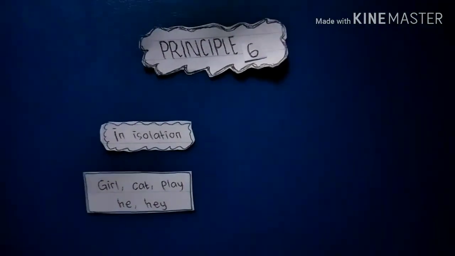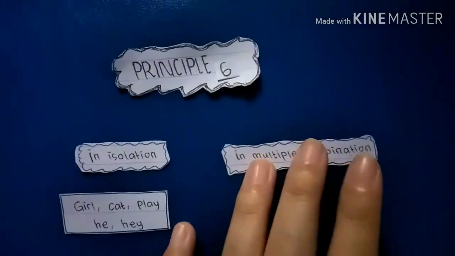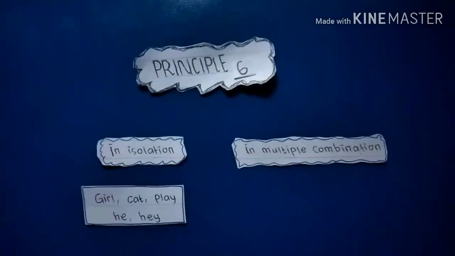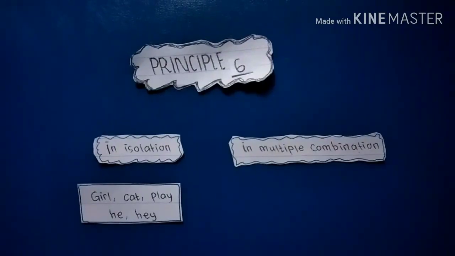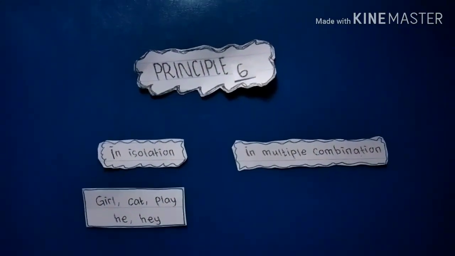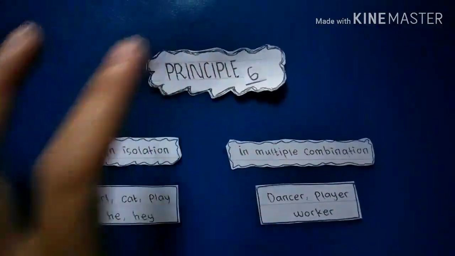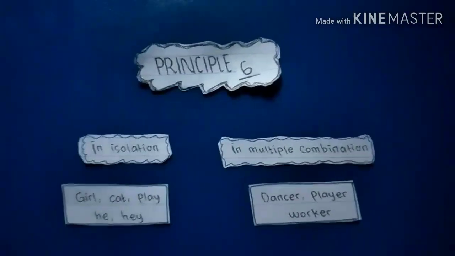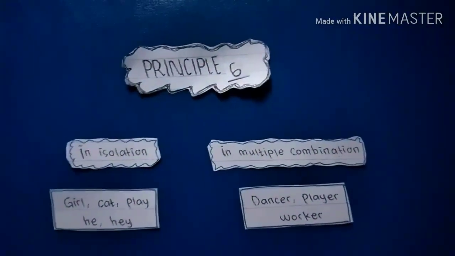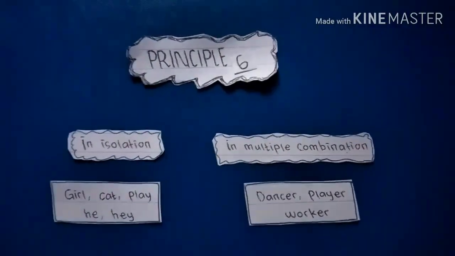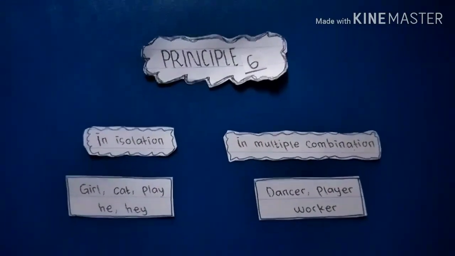And then the second one is in multiple combination. Condition 2 allows us to isolate forms such as the agentive -er as a morpheme. Now let's see the example. Dancer, player, and worker. Okay, we can divide these words into two morphemes. The morpheme is an agentive, that is doer of an action, and then dance, play, and work are the stems.